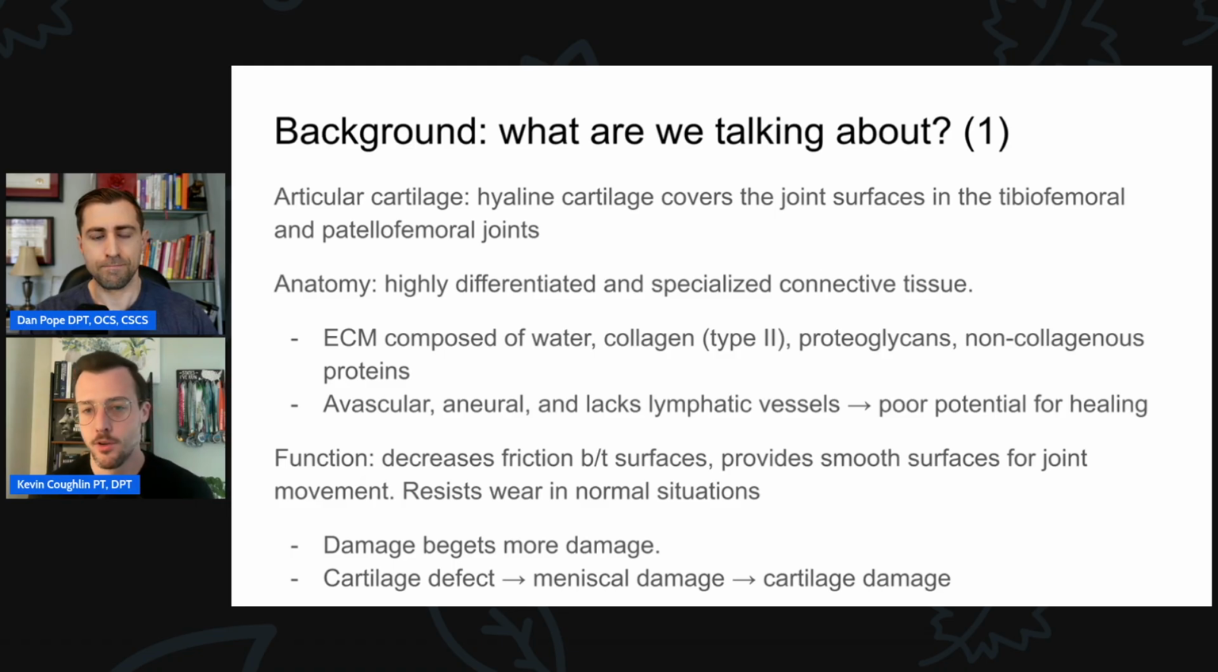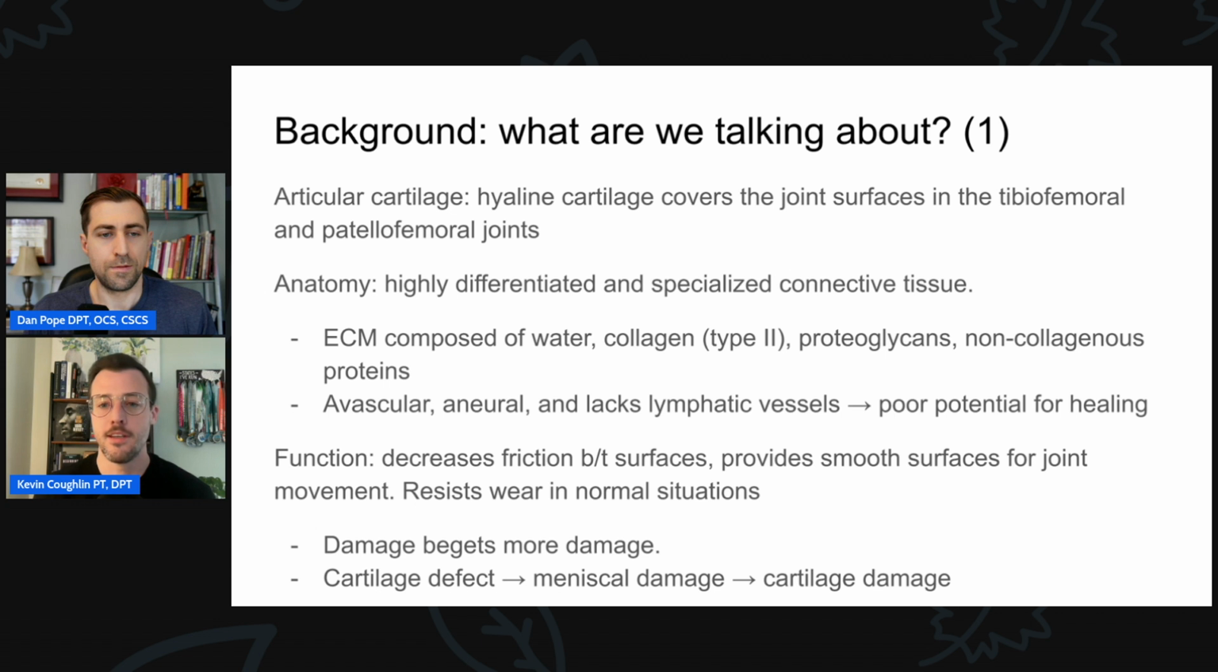All right, so just a little background. What the heck are we talking about when we talk about a cartilage defect? There are different types of cartilage in our body. Obviously, we have hyaline cartilage, fibrocartilage, and elastic cartilage, and these are all a little bit different. What covers the joint surfaces in your different joints primarily is hyaline cartilage. This is important because when we're trying to think about different surgeries and what surgery might be best for your patient, certain techniques try to preserve or restore hyaline cartilage.